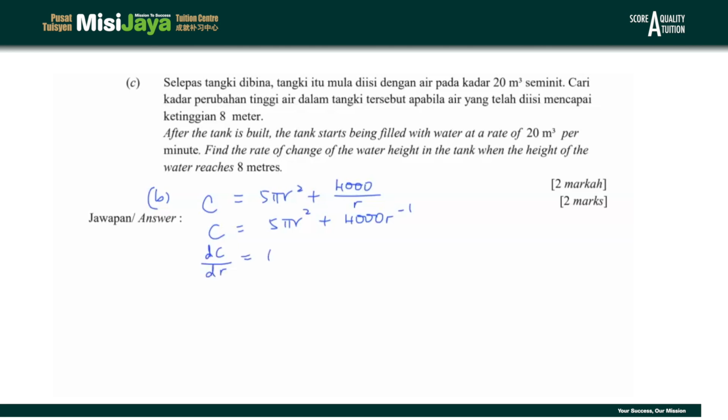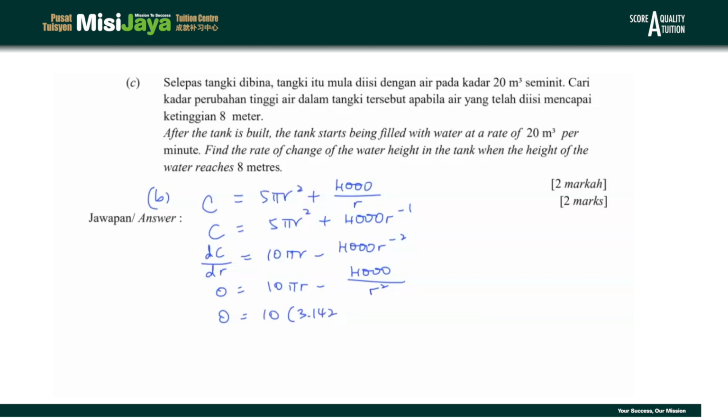So we will get 10 pi r minus 4000 r to the power of negative 2. Okay, so when this is 0, so this is 10 pi r. This one we can change to fraction form. So in fraction form is like this. Okay, so we got this. And then when this is 0, we're going to substitute our r inside. So our r value is, oh, we don't know yet, huh? Okay, so 10, and then for the pi we can use 3.142.